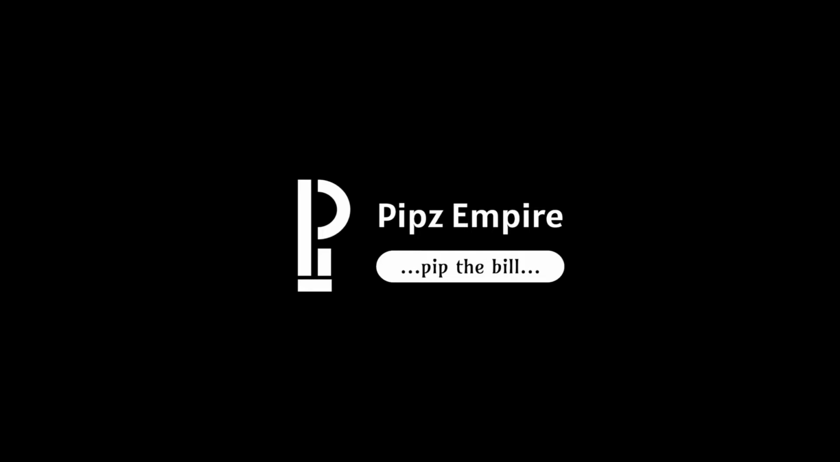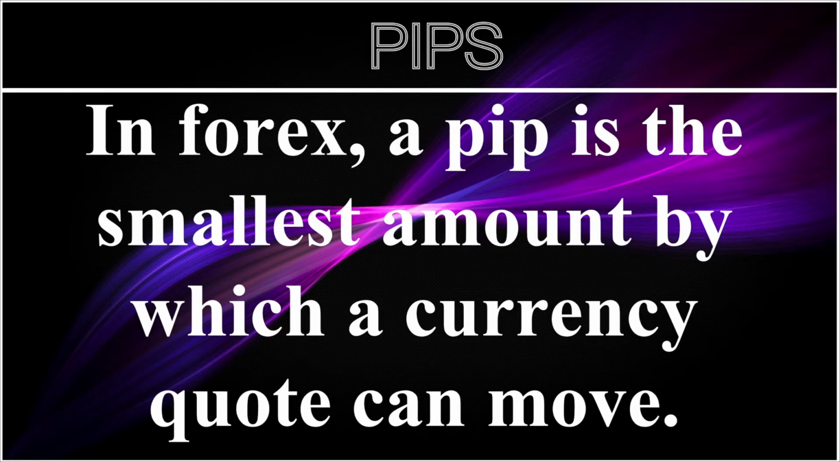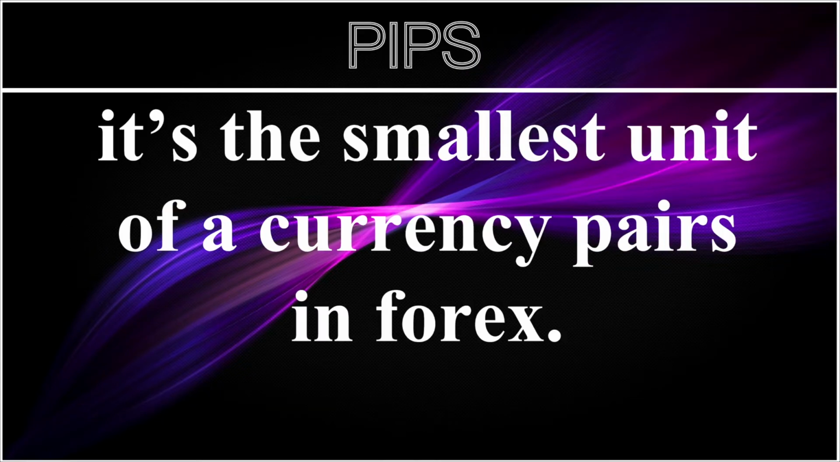So we continue our class from where we stopped in the last video, which is Forex 201. We'll be having the second lesson, which is pips. So let's look at what pips means. In Forex, a pip is the smallest amount by which a currency quote can move. It can also be known as the smallest unit of a currency pair in Forex.